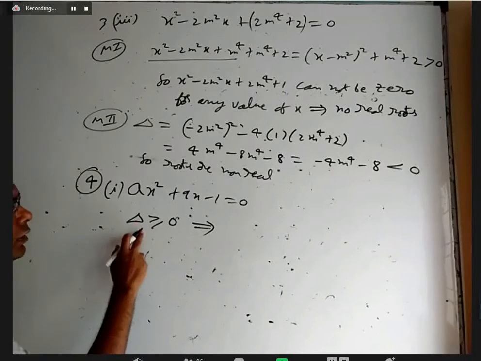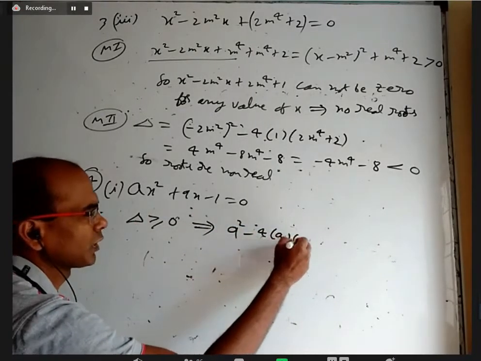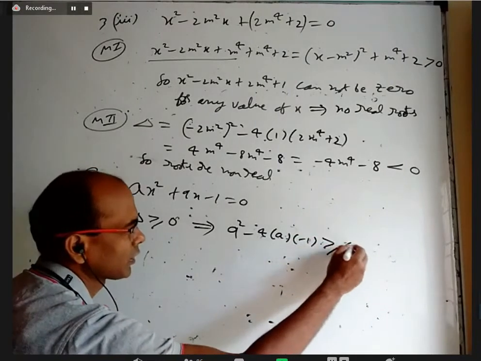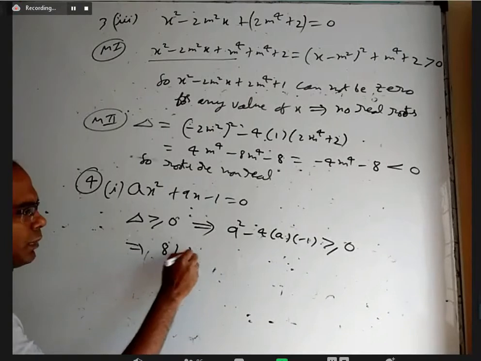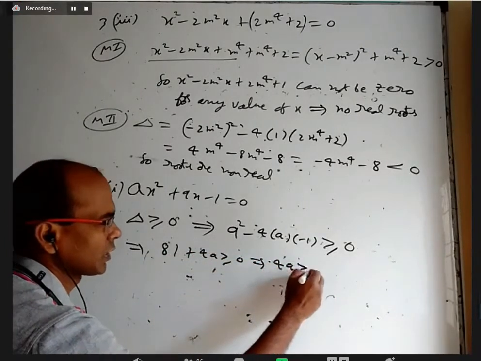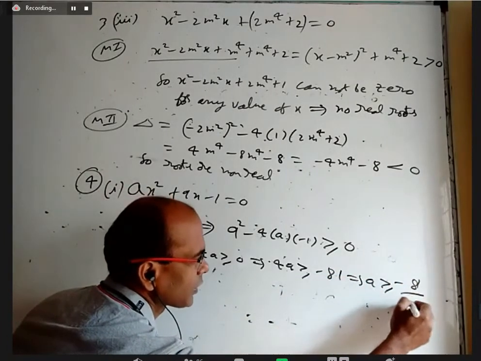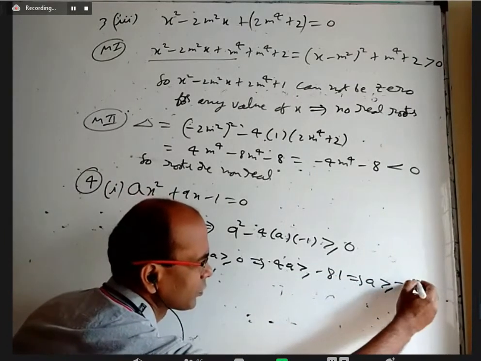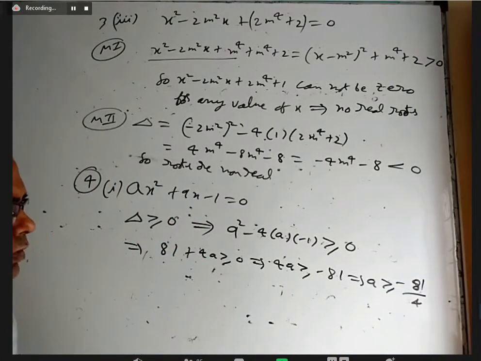What is delta? b square is 9 square minus 4 into a into minus 1, which should be greater than or equal to 0. That is 81 plus 4a greater than or equal to 0. 4a is greater than or equal to minus 81. a should be greater than or equal to minus 81 by 4. Including 0 is also there in that, nothing wrong in that. Okay.